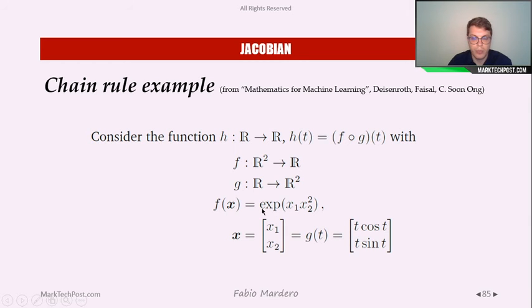f is expressed as an exponential, and g instead is expressed as t cosine t, t sine t. In fact, g takes, for example, t as argument and returns a 2D vector. f takes a vector, in fact we have a bolded x, and computes this sort of exponential.